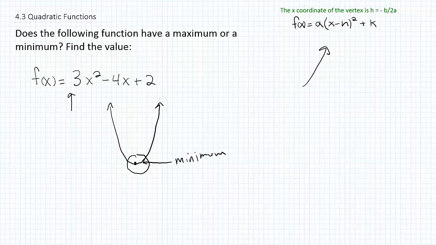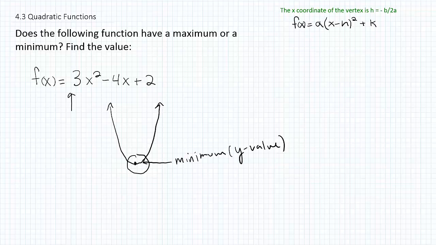Now, when they refer to the minimum value, what they're really looking for is the y-coordinate, right? The f of x value of the function. So we'll have the x-coordinate by using that simple formula, but we have to do a step more beyond that to get the actual y value. So remember, when they refer to the minimum or maximum, they're really referring to the minimum y value, right?